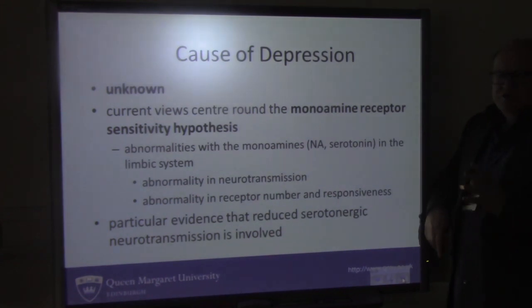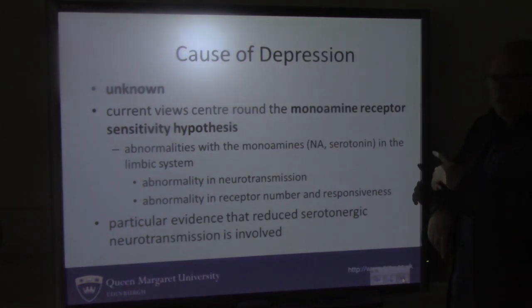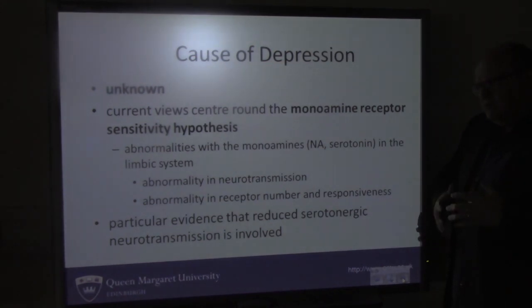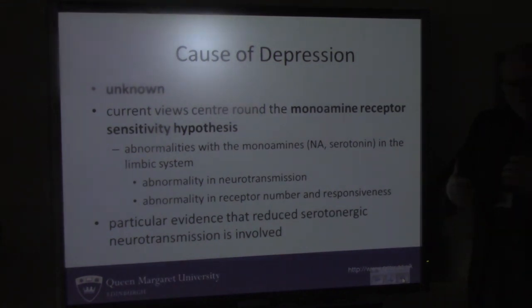Now, the exact cause is unknown, but a lot of the research and a lot of the medicines and pharmaceutical agents revolve around the monoamine theory. And that says that abnormalities within the monoamine systems, that's noradrenaline and serotonin, specifically within the limbic system, which is the emotional part of the brain, that's what's responsible for it. And it causes an abnormality in neurotransmission. Basically, it's a low level of monoamines in the synapses.